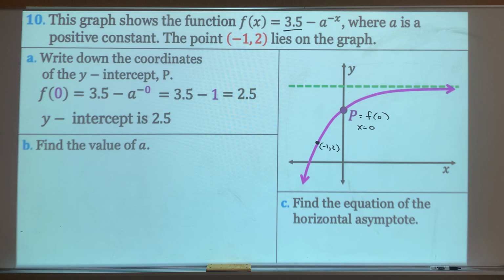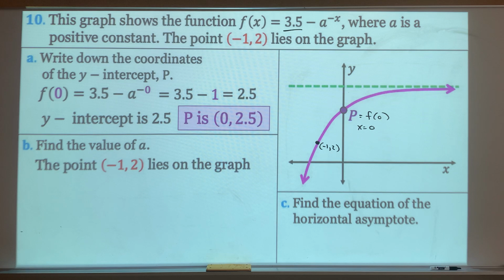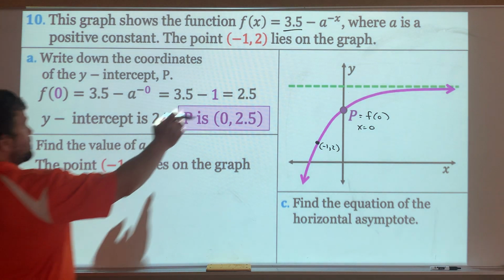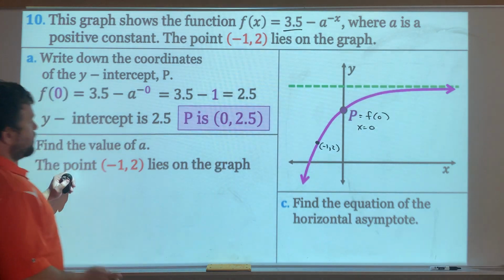So now can we find the value of a? Because now we've got our two points, right? So let's use our system of equations. Point P is 0, 2.5, and we know our other point is -1, 2. So we can create a system of equations, kind of. We take -1, 2 and plug it into this equation.